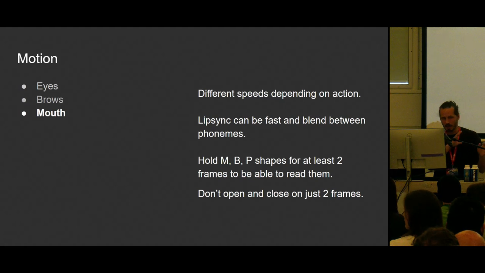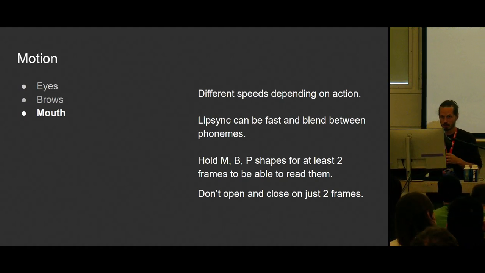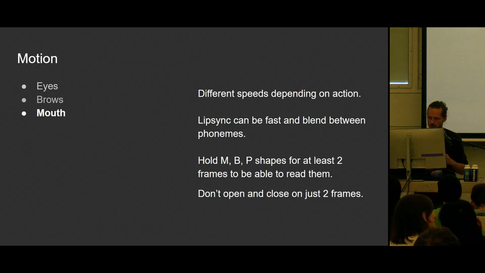Then the mouth, I'm really covering it in a nutshell because I want to jump into Blender, but just to give you a bit of insights. Lip sync can be fast and blend between phonemes. We don't have to say every phoneme because that becomes very chattery, and that's not how we tend to talk. We always blend in between phonemes.